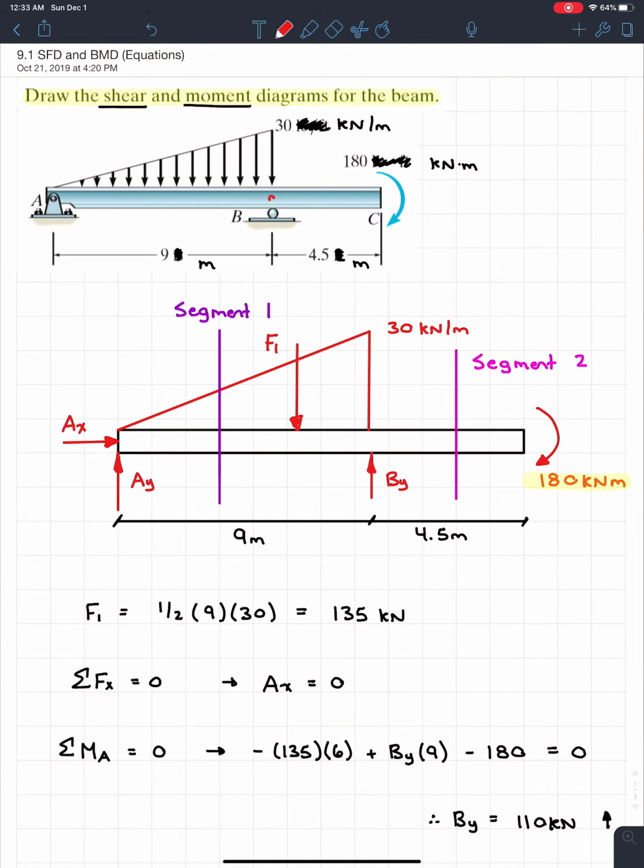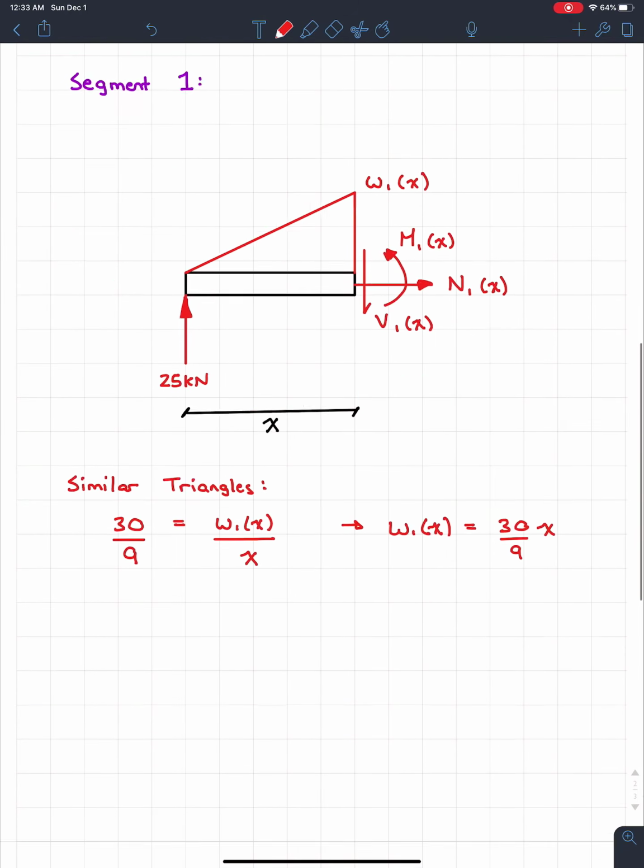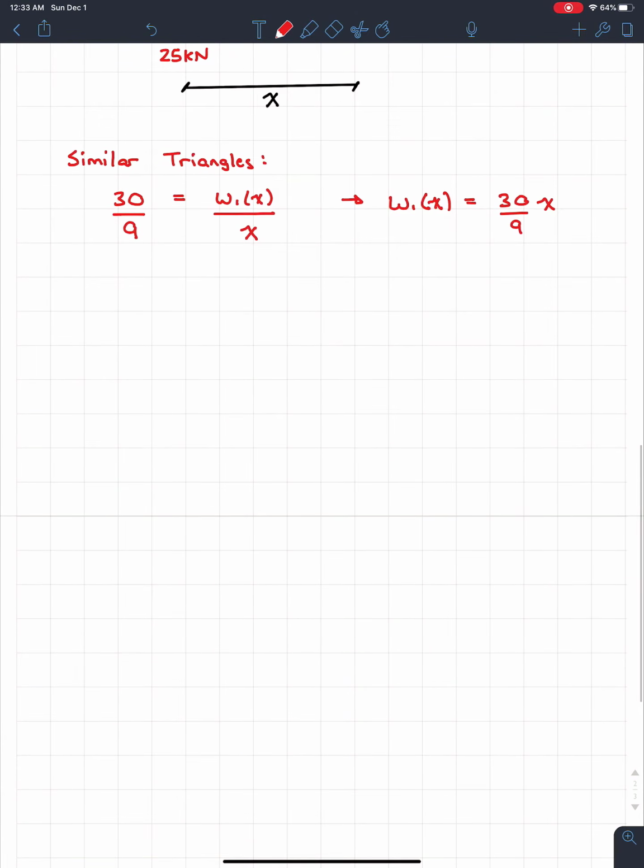The best way to test this is if we look up at our original triangle, we know that at x equal to 9, at this point over here, we should get a value of 30. So if we come down here, w1 at 9 is equal to 30 over 9 multiplied by 9, which gives us 30. It's exactly what we want. We know our equation for w1 of x is correct.